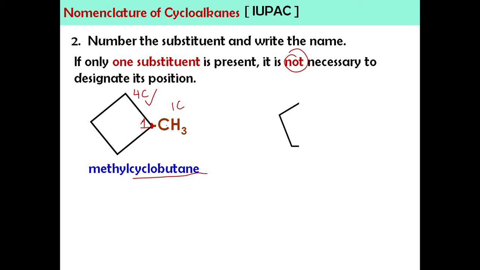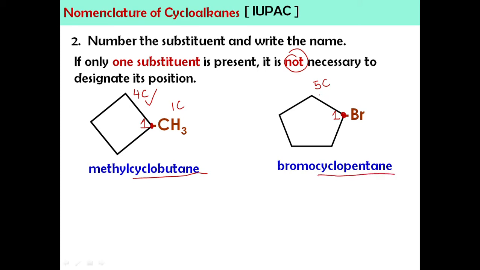So next example is this. Okay, masih satu substituent. Jadi tidak perlu untuk mention the number because it's going to be the number 1 for this carbon. Okay, so this cyclic contains 5 carbon. So the name would be bromocyclopentane. Cyclopentane because 5 carbon in the form of cyclic.